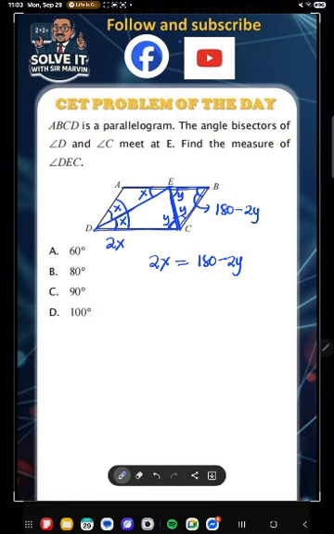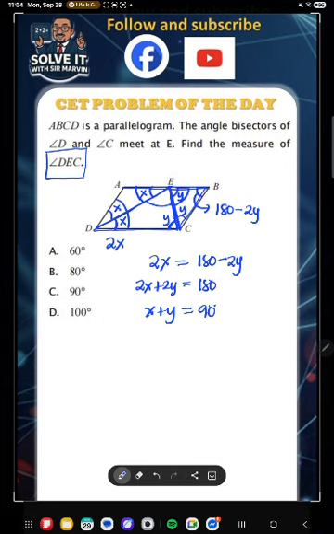If I rearrange this, note that 2x plus 2y is equal to 180. Furthermore, I can divide both sides by 2. So I'll have x plus y is equal to 90. Now, look at the figure. I have here angle x, angle y, and what we are looking for, angle DEC, is this angle.